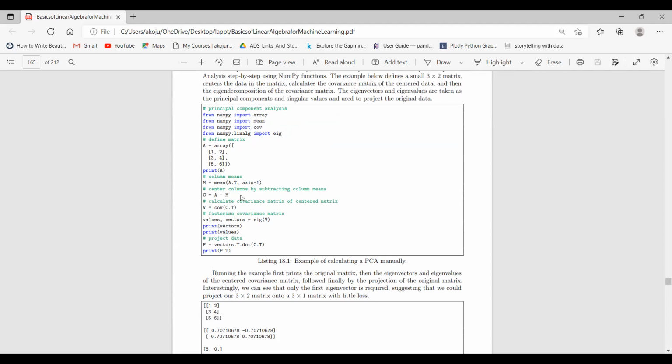Then C is equal to A minus M. Then we calculate the covariance matrix of the centered matrix. V is equal to covariance of C dot C transpose. Then we factorize the covariance matrix: values, vectors equal to eig of V. Printing vectors and values gives us the eigenvectors and the eigenvalues for the V matrix, that is the covariance matrix.